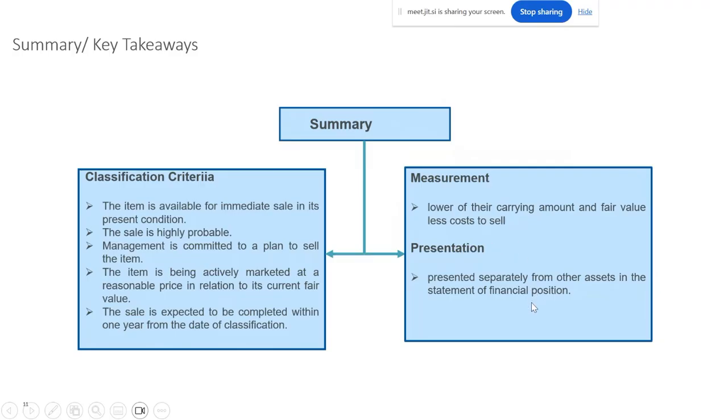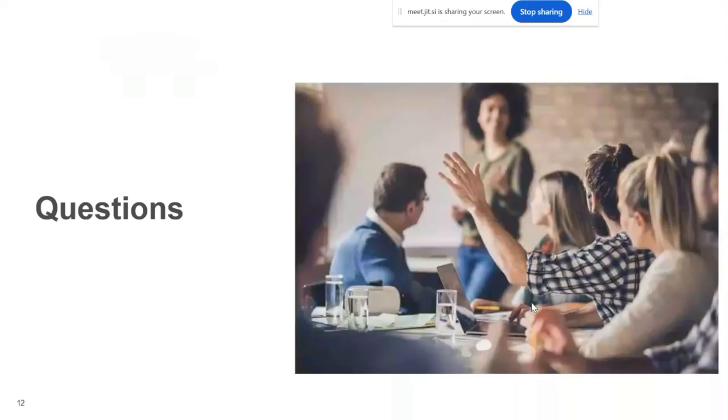Then presentation: they are presented separately from other assets in the statement of financial position. So once you have met that criteria, take it away from other non-current assets and go and show it separately. Does that make sense? Any question? Any question, please? No question from my side.